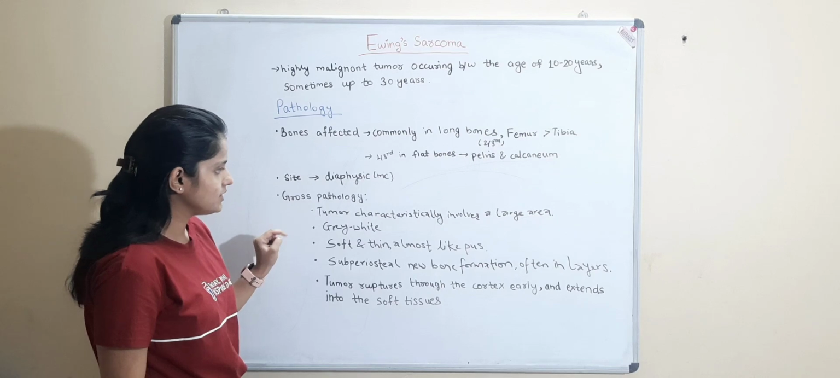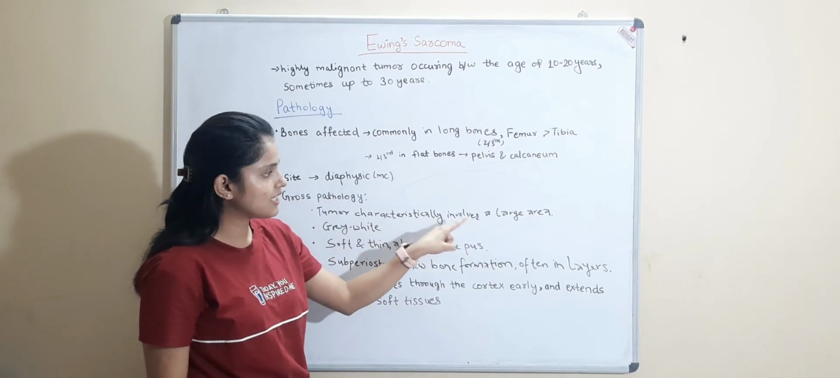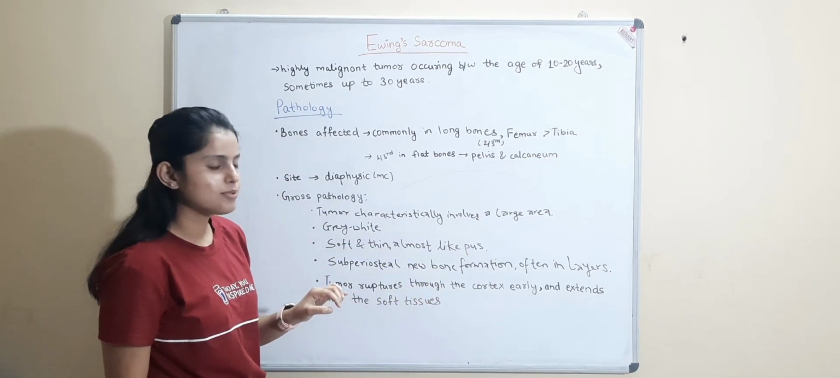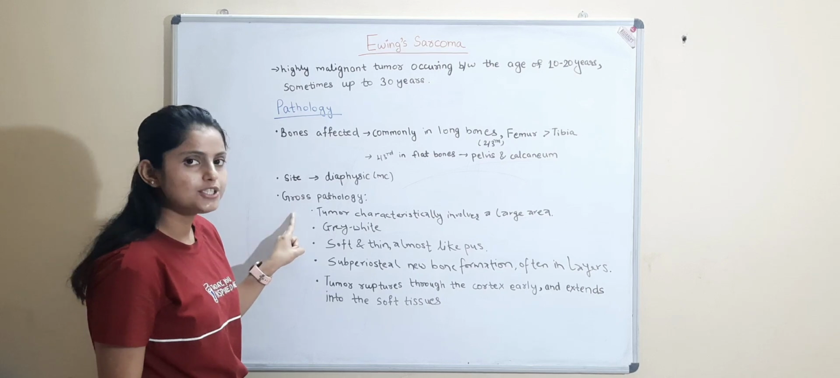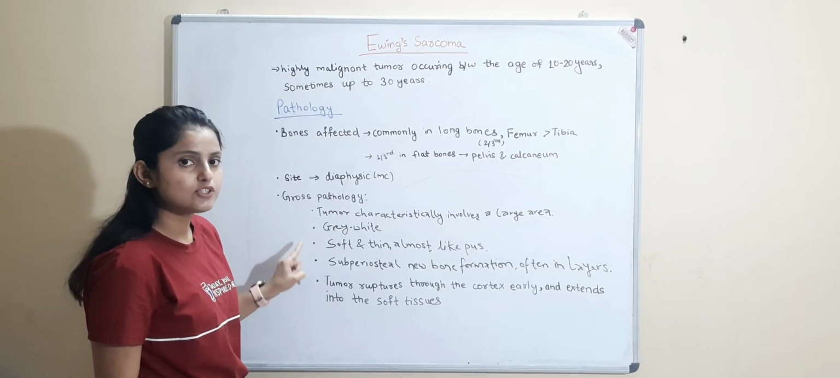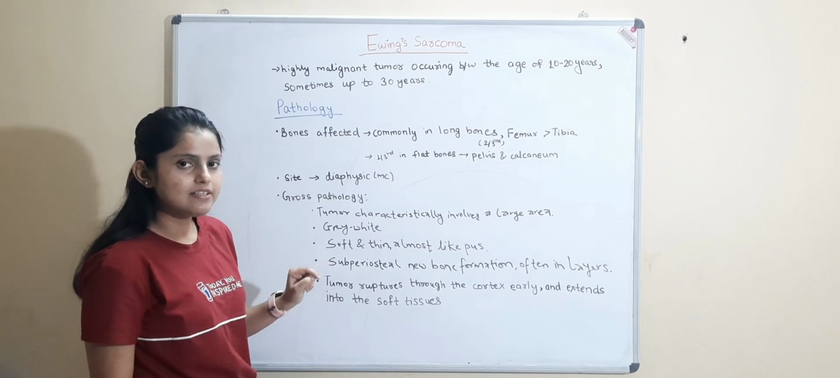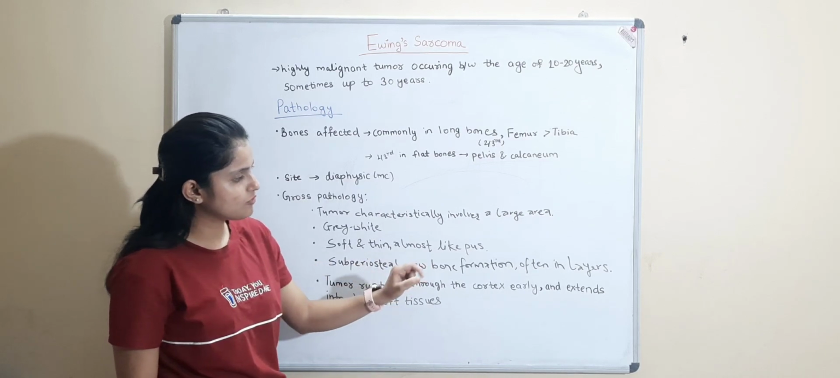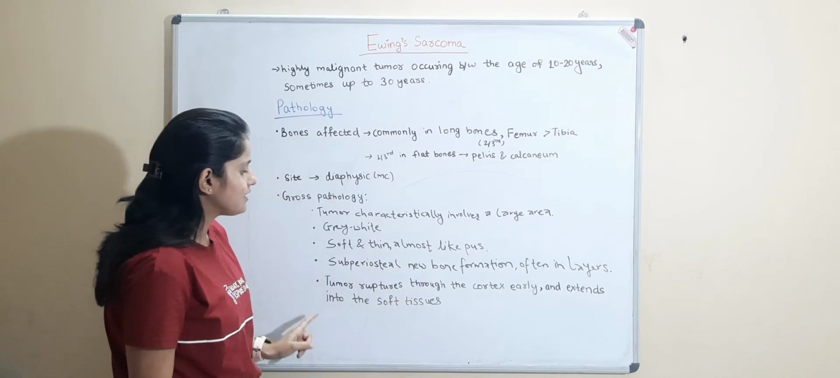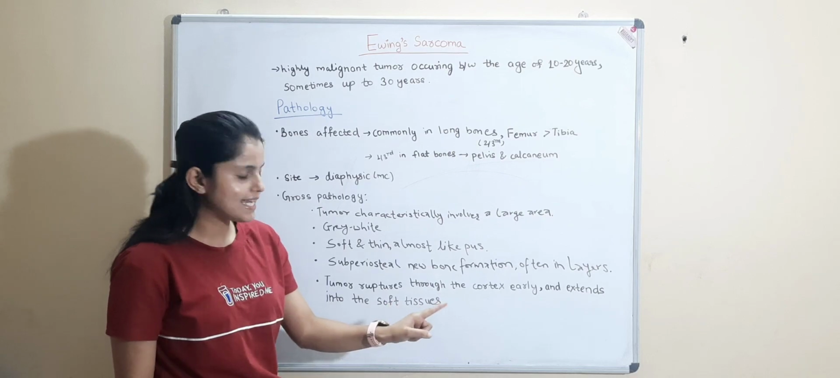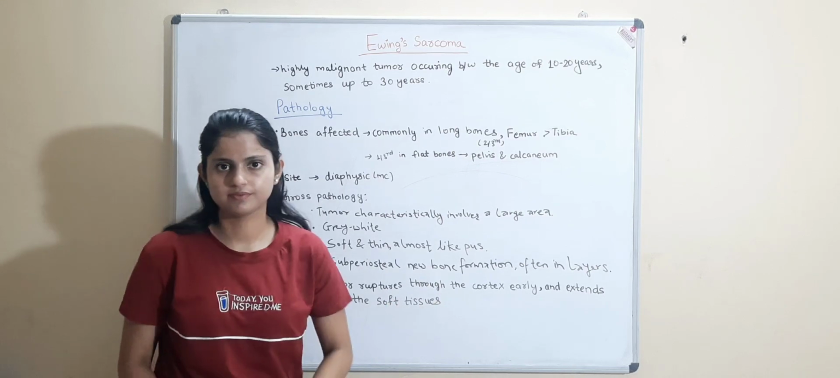On gross pathology, the tumor characteristically involves a larger area and usually involves almost the whole medullary cavity. Tumor tissue is grey-white in color. It is soft and thin, almost like pus. There is periosteal elevation with subperiosteal new bone formation, often in layers, and the tumor ruptures through the cortex and extends into the soft tissue.